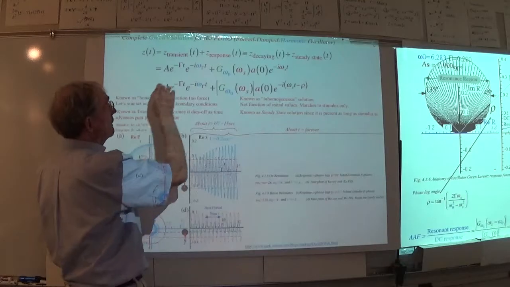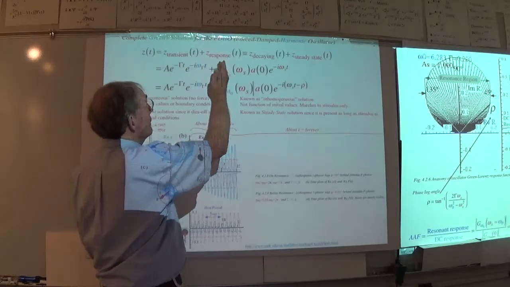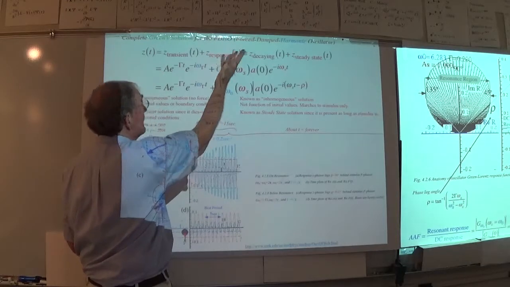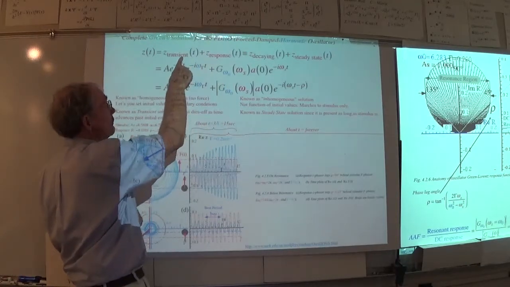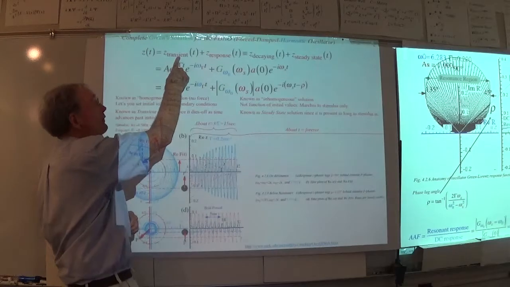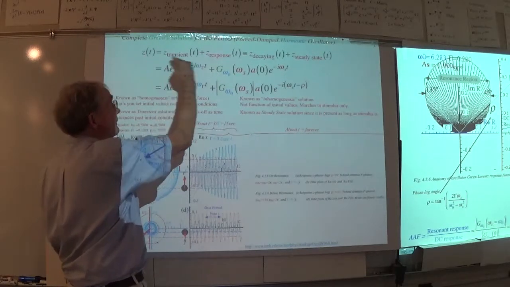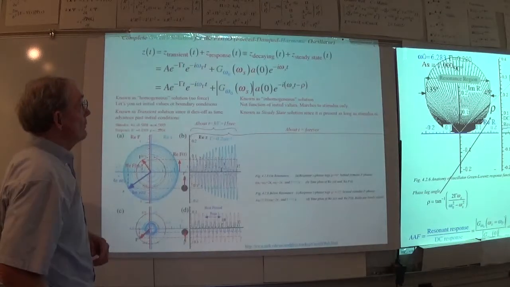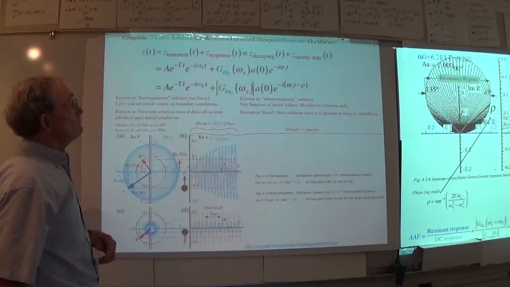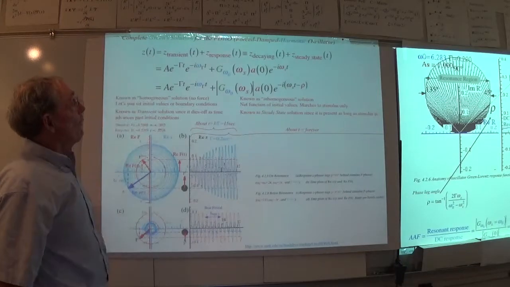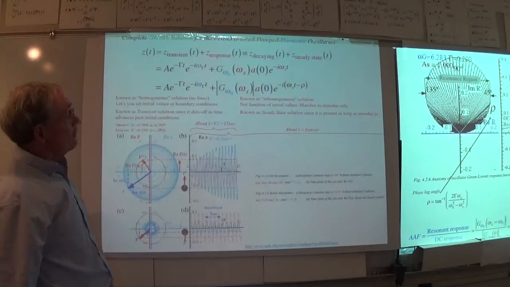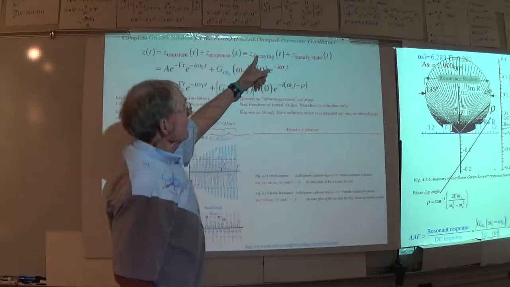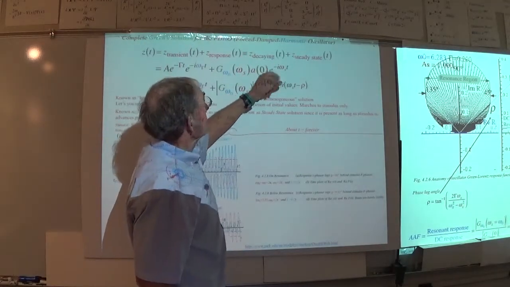So we've got two parts here. We've got a response function, a Green's function, and then we've got a particular solution that sets the initial conditions, the part of the total Green's function that sets the initial conditions for whatever wave function you're talking about. So this one is decaying. It's the other name I give to it.